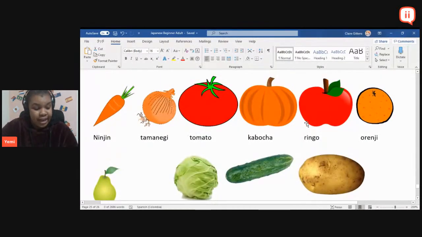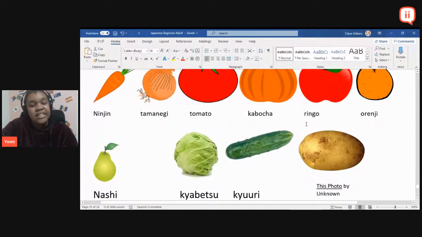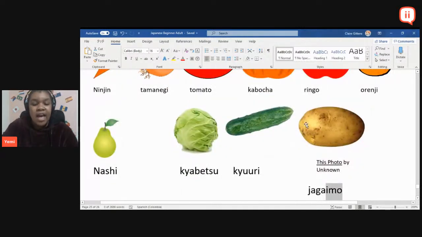All right. So let's practice those again. We have ninjin. Tamanegi. Tomato. Kabocha. Ringo. Orange. Nashi. Kyabetsu. Kyuri. Jagaimo.